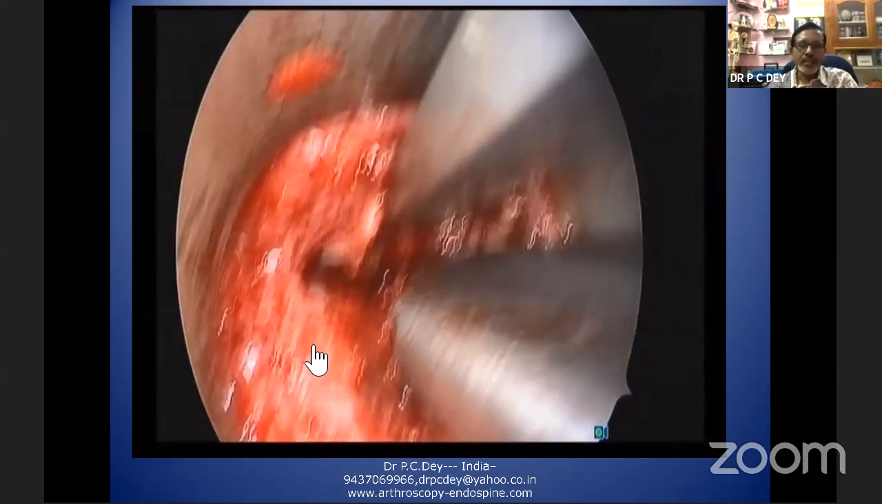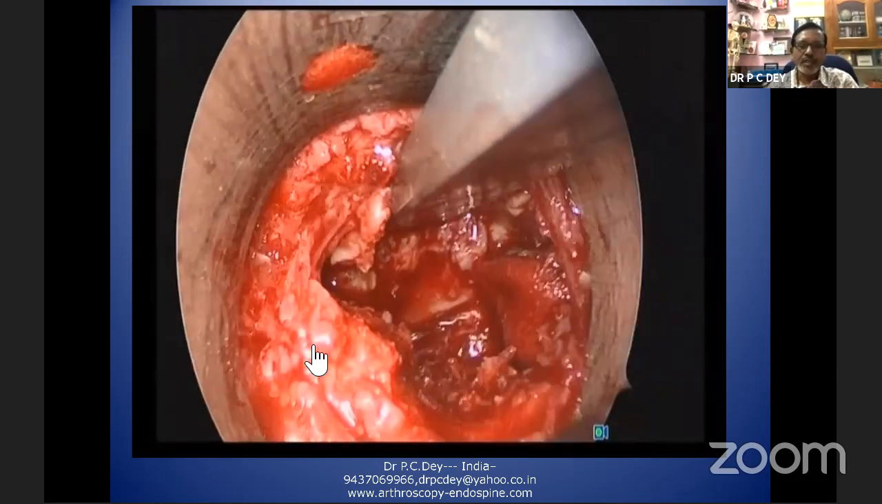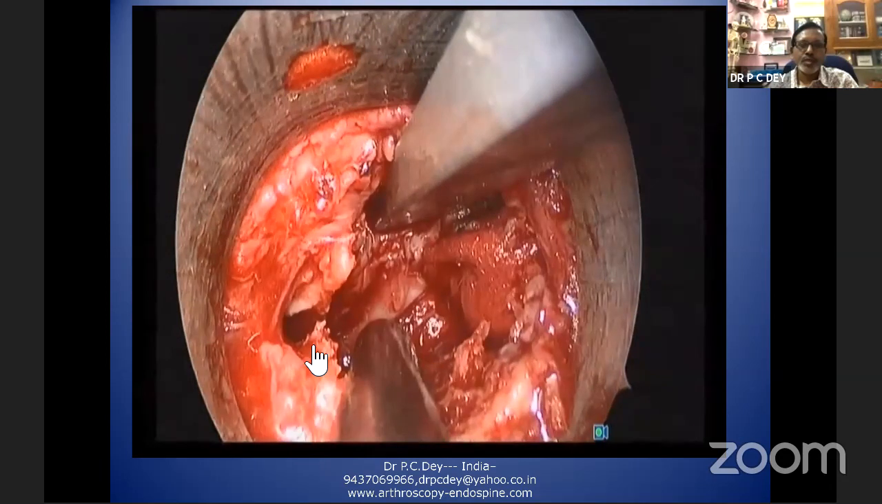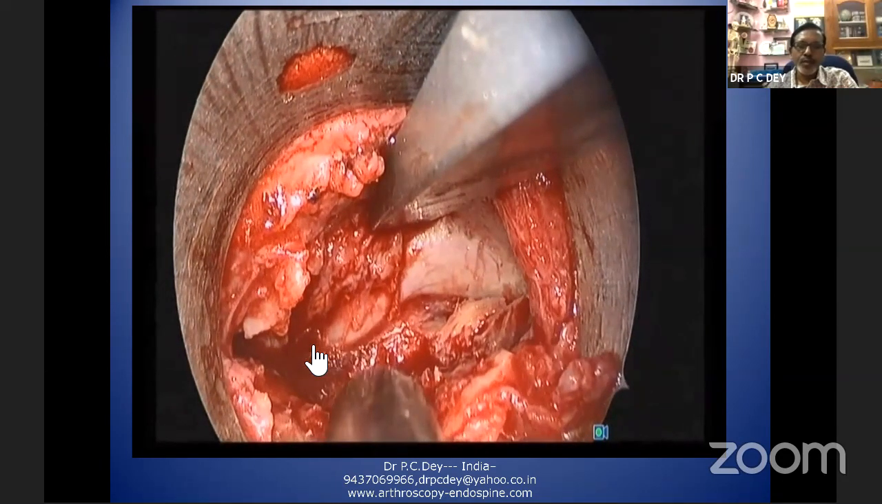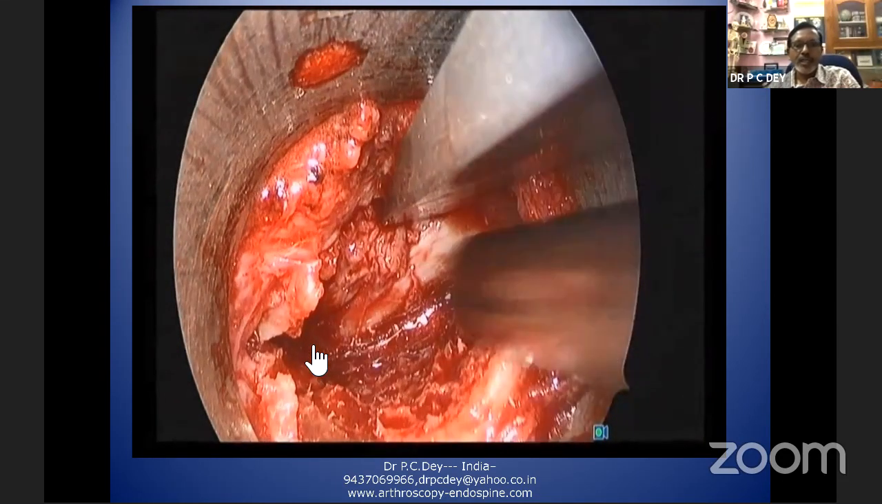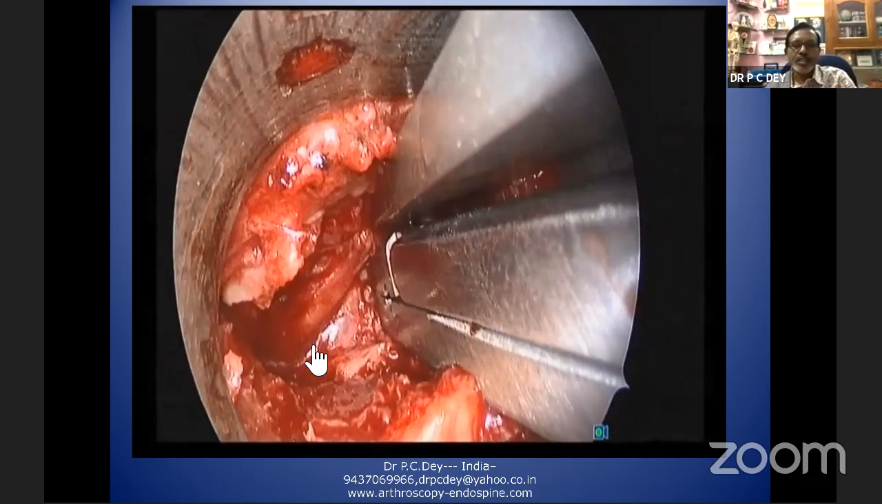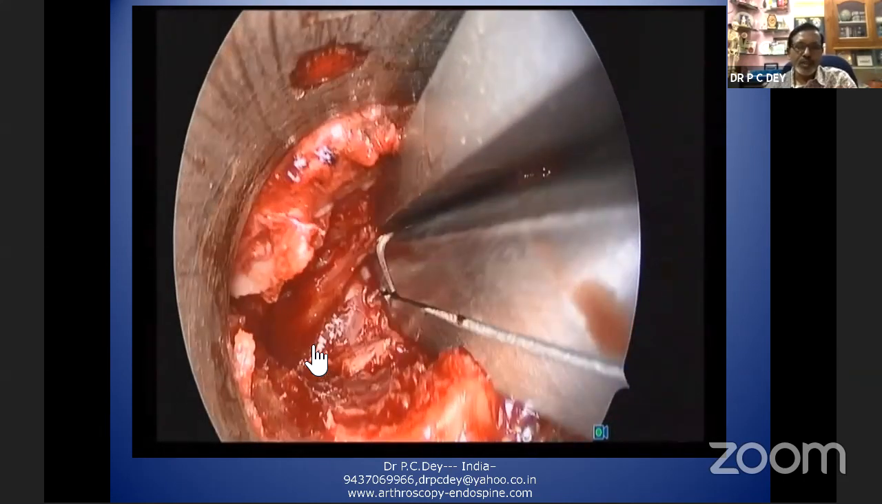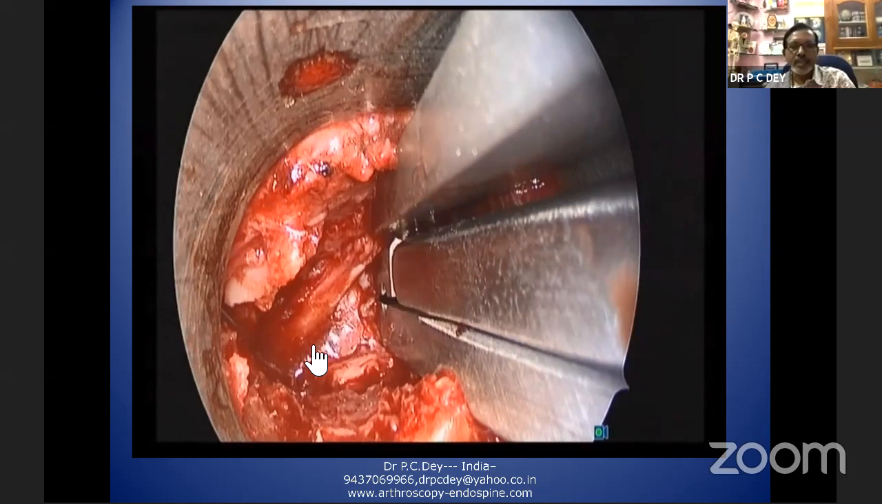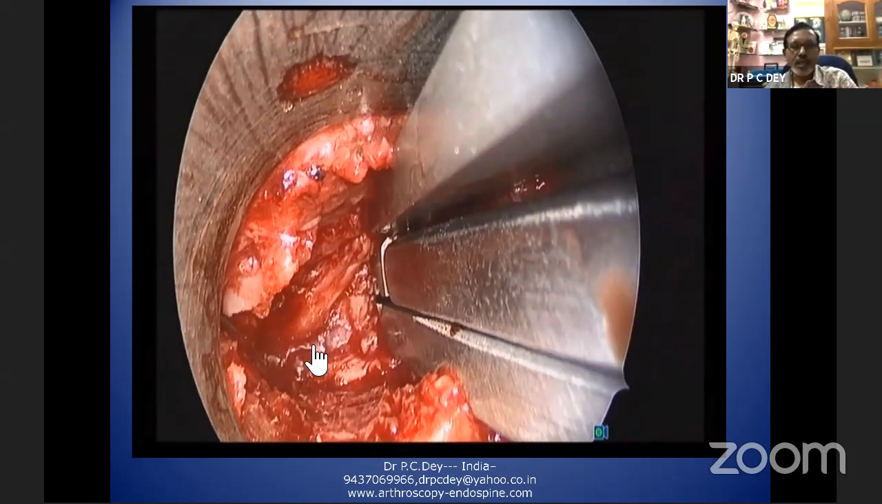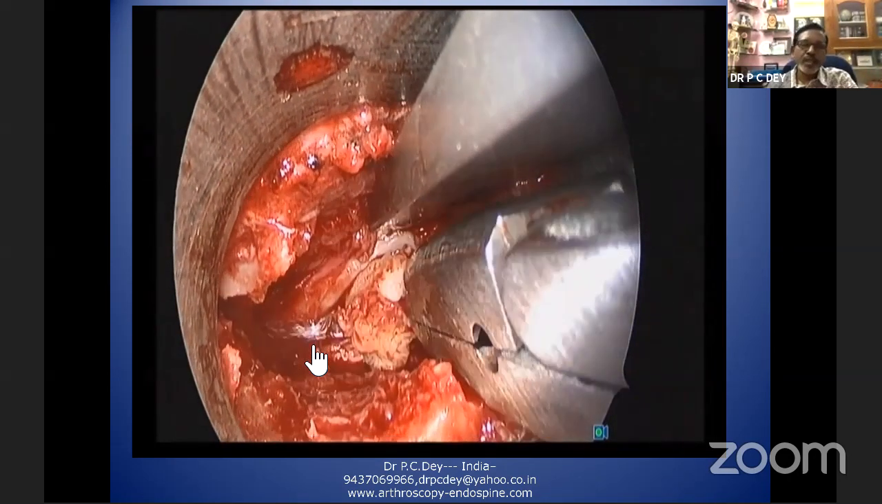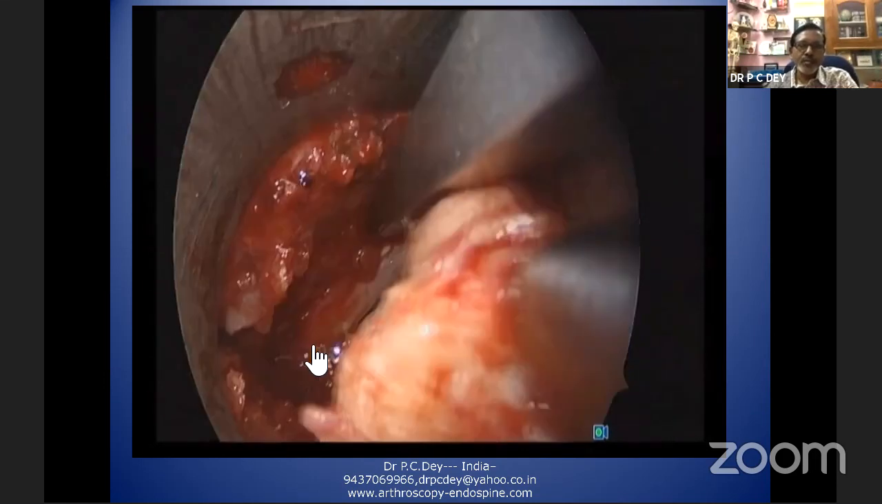And then, before cutting the facet, we have to first discriminate between the bone and the soft tissue, and then sacrifice some of the bone, or the medial aspect of the facet, so that we will have a cleavage between the soft tissue or the fibrous tissue here. Then use the nerve root retractor and retract the fibrous tissue medially, go directly below the nerve root and remove the disc. So this is the beauty of this technique.